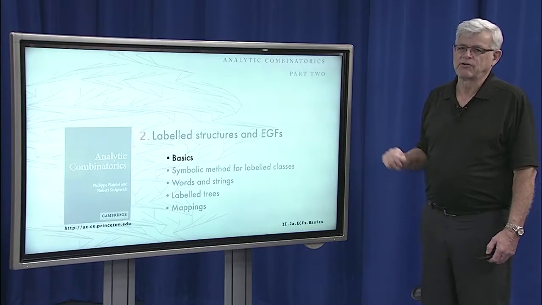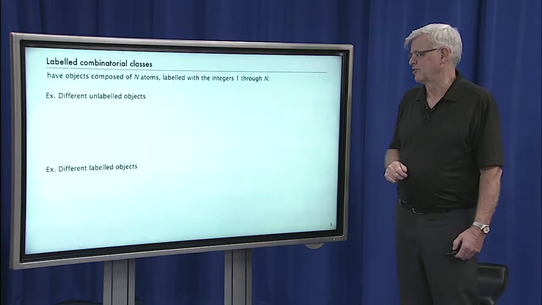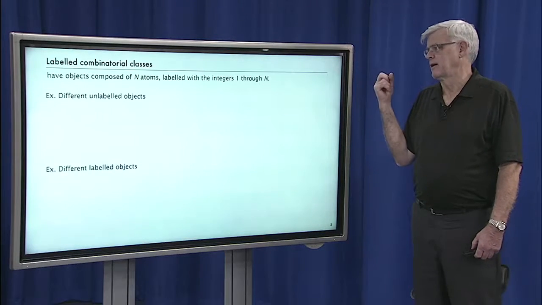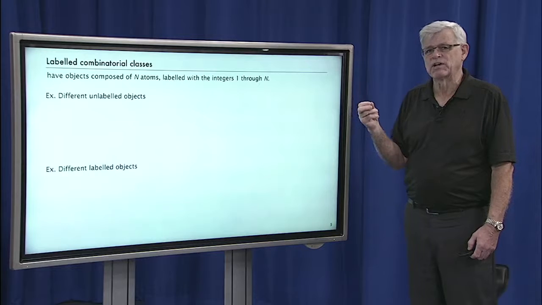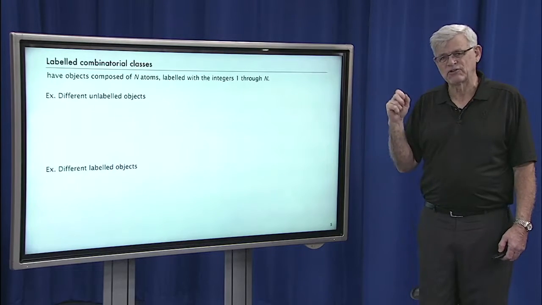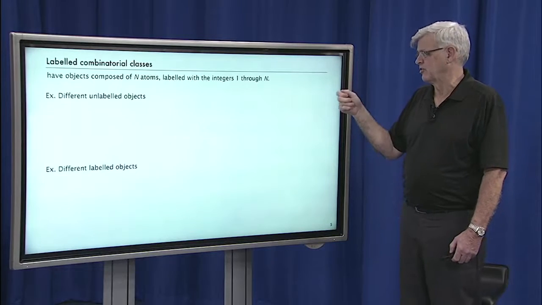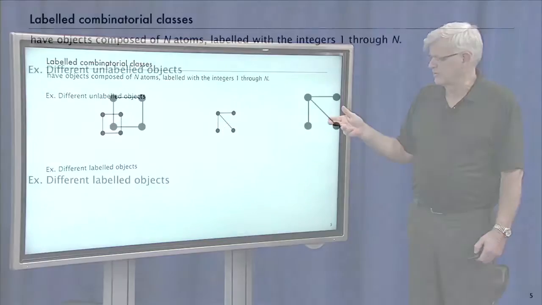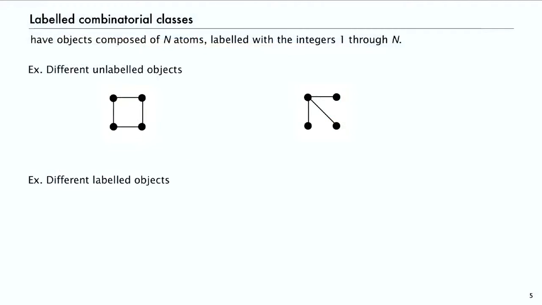Okay, so let's talk about the basics of labeled structures. The idea is that objects in labeled combinatorial classes are composed of atoms, and if there are n atoms, they're labeled with the integers 1 through n. For unlabeled objects, there had to be a difference in structure for the objects to be different. For labeled objects, we add the extra constraint that the way they're labeled makes for different objects.